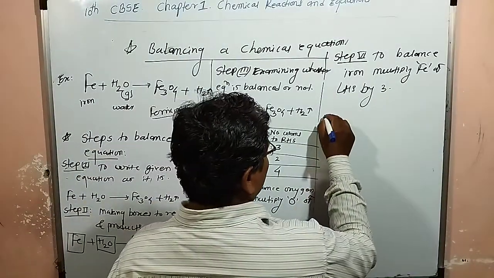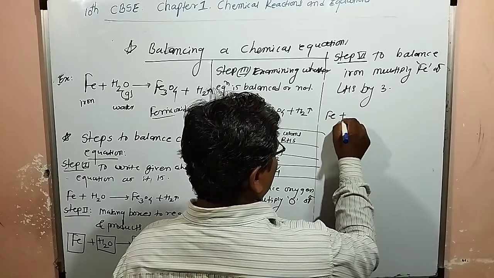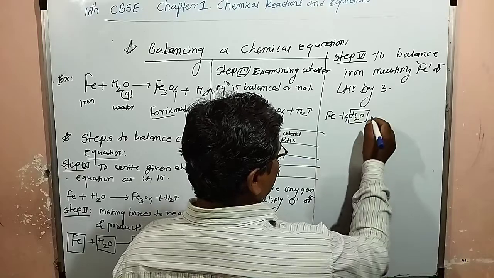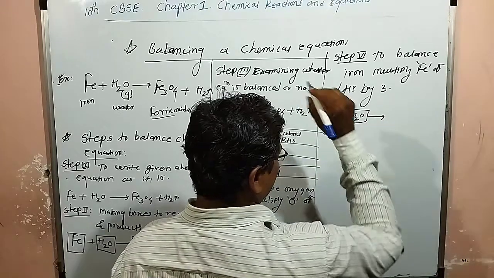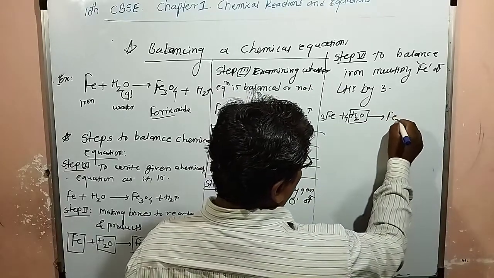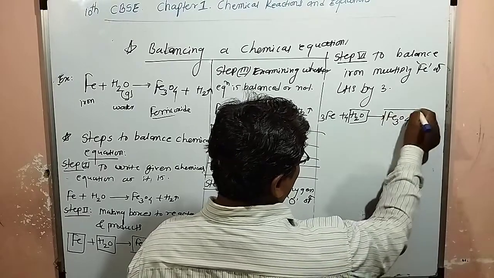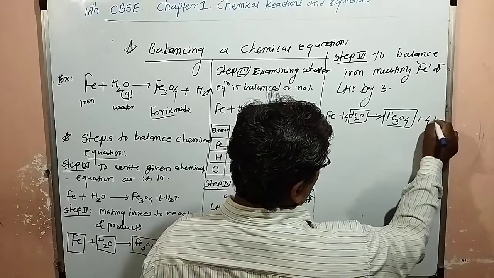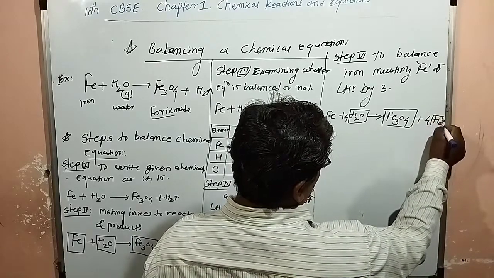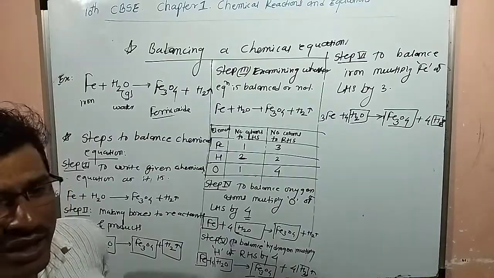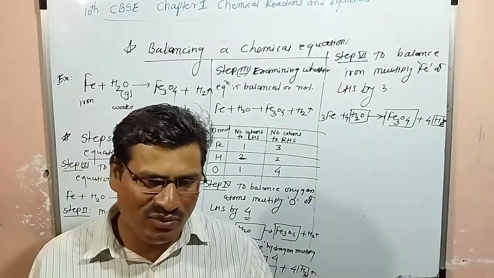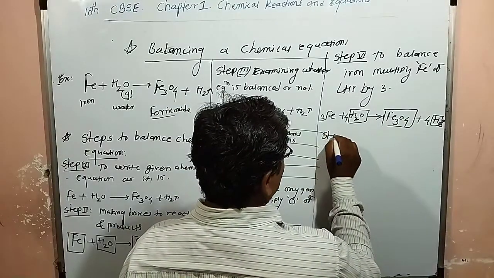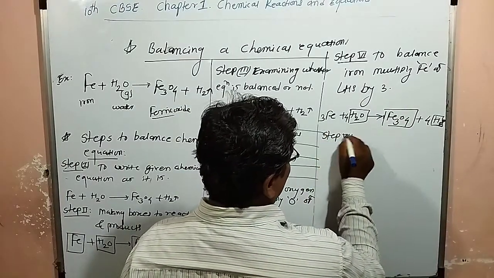So you will write here Fe plus H2O. Here you will multiply first time by 4, and here you will multiply by 3. Again here to the right side Fe3O4 will be there, box. Then after that 4H2 will be there. Again here box is there. So now at last we'll examine whether the chemical equation is balanced or not. Step number 7 will be there.